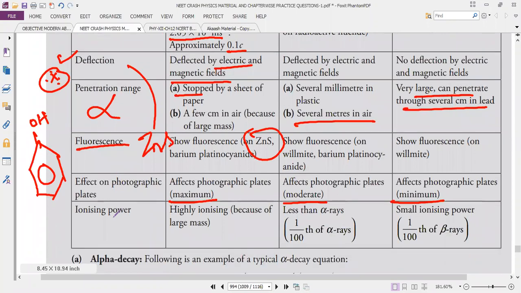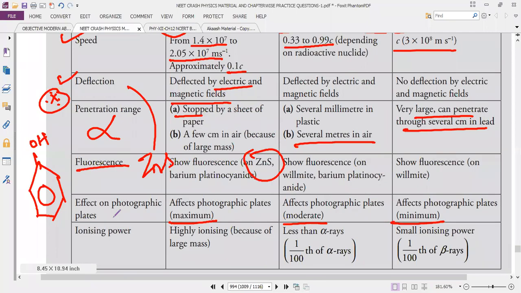Next, ionization power. Alpha has a large mass and highly ionizing. Beta is less than alpha rays. Next, gamma has small ionization power. Okay, please note all the points. Take notes.